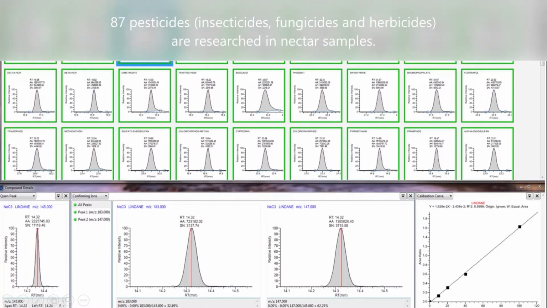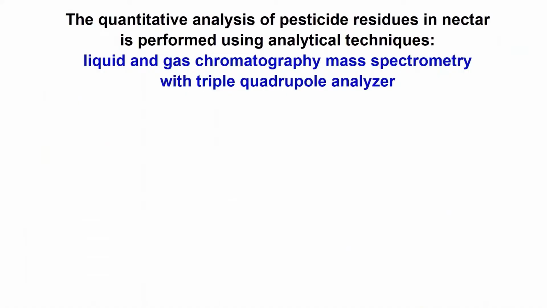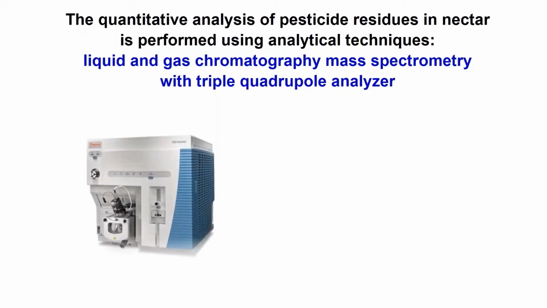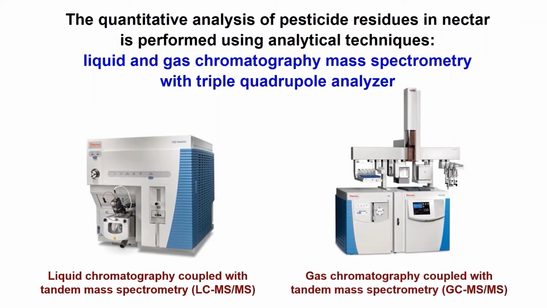87 pesticides, insecticides, fungicides, and herbicides are researched in nectar samples. The quantitative analysis of pesticide residues in nectar is performed using analytical techniques: the liquid chromatography and the gas chromatography, coupled with tandem mass spectrometry, named LC-MS-MS and GC-MS-MS respectively.